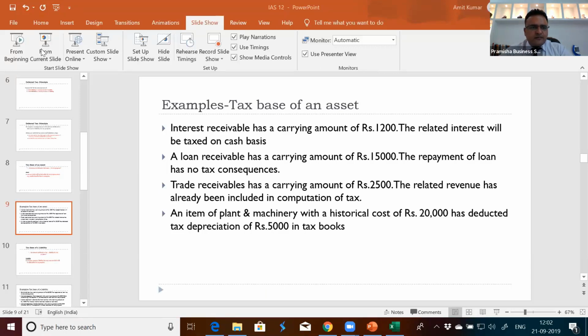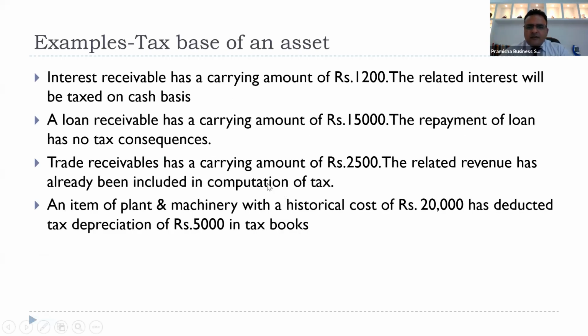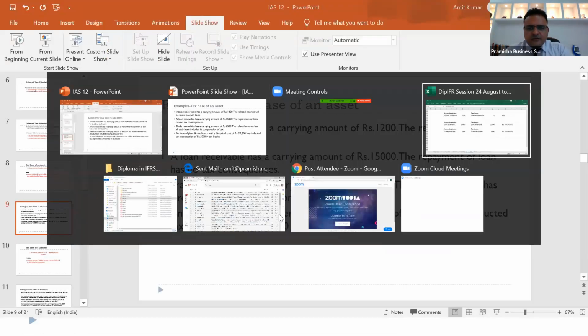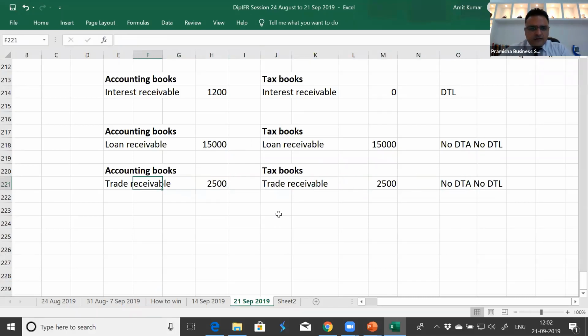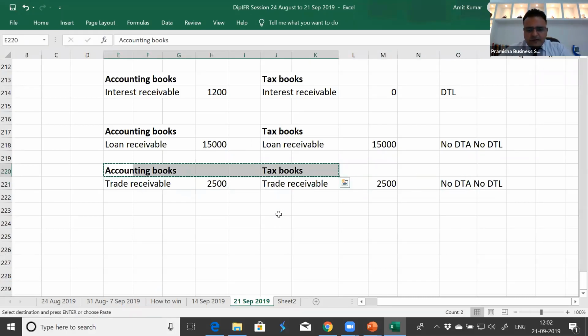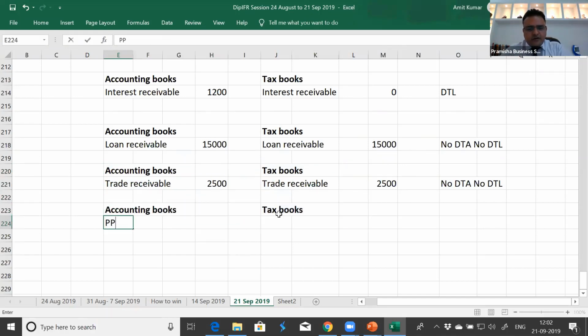Now you got it. Is this clear now? For the plant and machinery item, there is no information given on accounting depreciation. I assume it to be 4,000. So the carrying amount according to accounting books is 16,000, but according to tax books it is 15,000. The carrying amount is higher than the tax base of the asset. It will give rise to DTL.